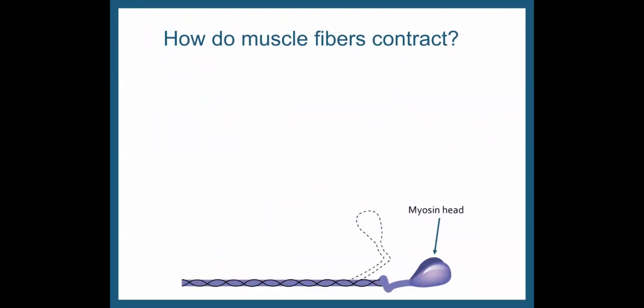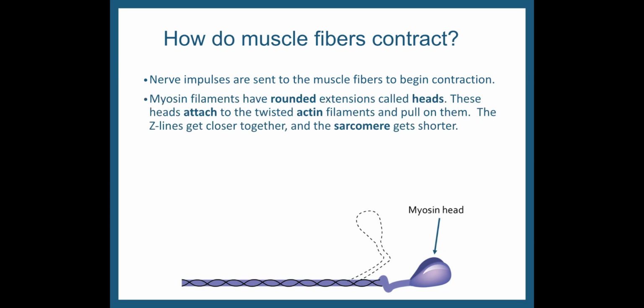Okay, now how do muscle fibers contract? Well, a nerve impulse is sent to the muscle fiber to begin contraction. And the myosin filaments have these rounded extensions called heads. And these heads attach to the twisted actin filaments and pull on them.